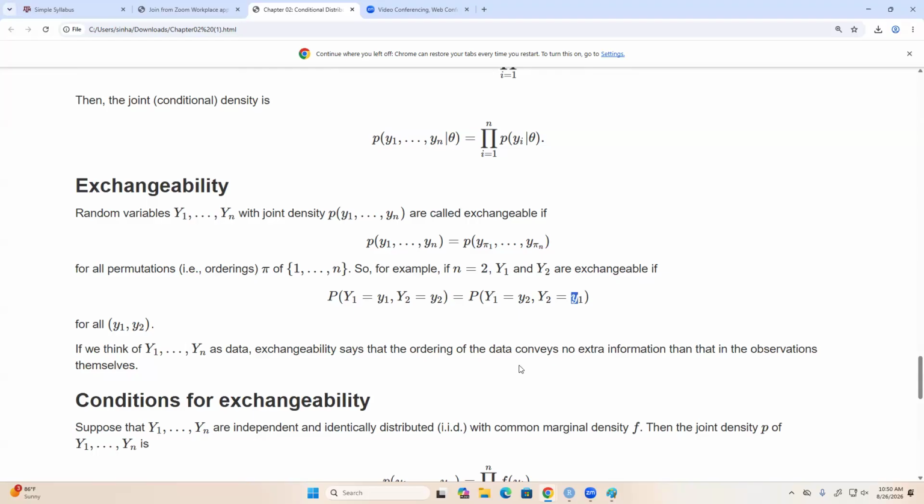Can you tell me where this ordering is very important? In which context? Time series, exactly. Because there you cannot say y1, y2, y3 are exchangeable. So exchangeability is a concept. I'm not saying it will hold everywhere, but if it holds, that means ordering will not have any impact on the likelihood part.